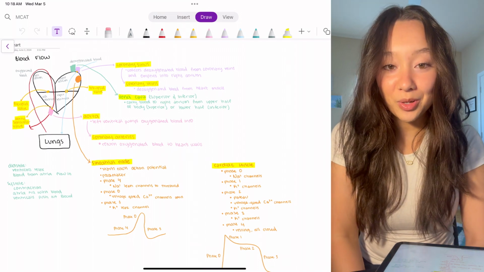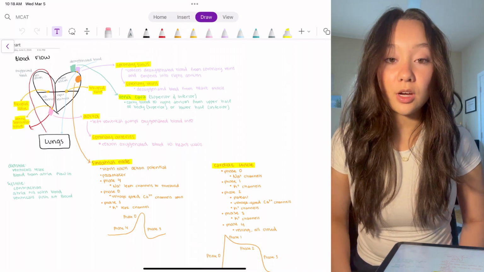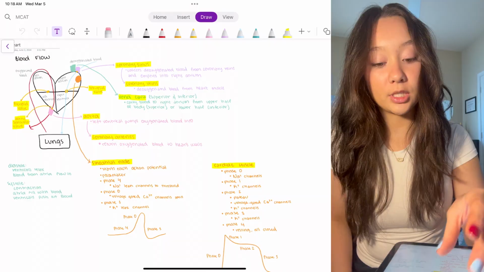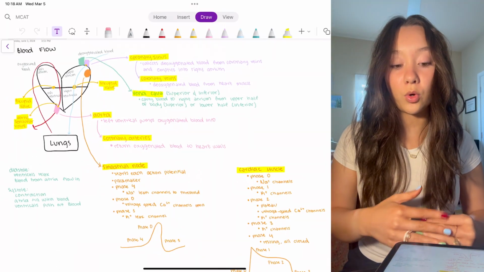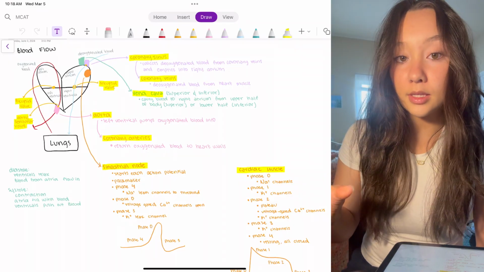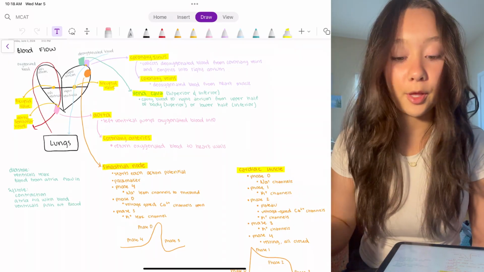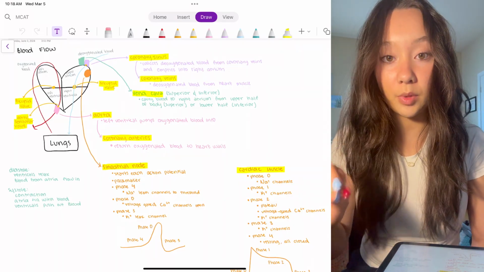Alright, in this video we are going to go over the physiology of the heart. So the goal is going to be to get this whole notes page done. In this video we're going to go over different veins and blood flow and arteries and pathway, diastole, systole of the blood in the heart.